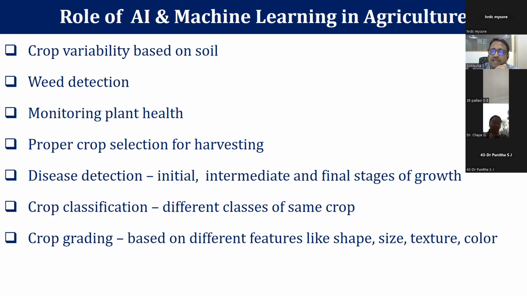Next is crop grading, based on different features like shape, size, texture, color. These are going to be the features. Based on these features, we can grade a crop as A grade or good quality. If you go to the market, even for apple, people will say this is 200 rupees per kilo, this is 160 rupees per kilo, and another is 120 per kilo. It is based on proper grading. Even that grading can be done; algorithms can be built in such a way that accurate grading can be done in the case of different crops.